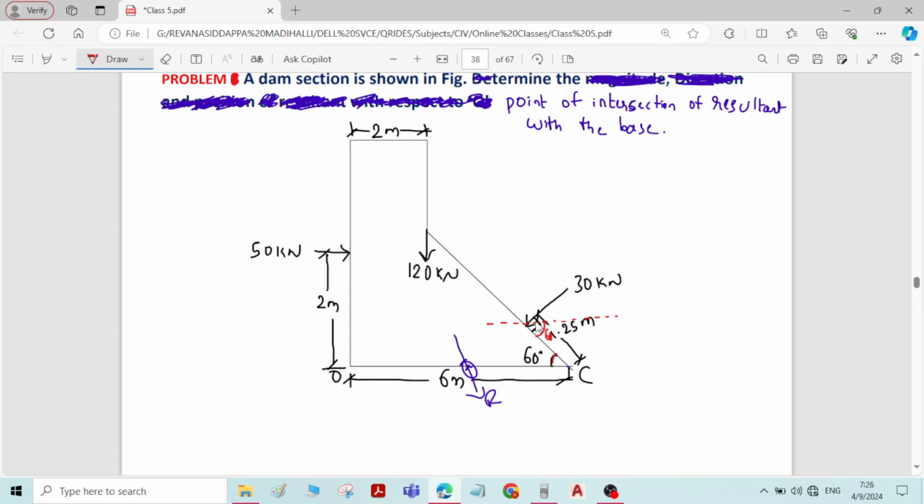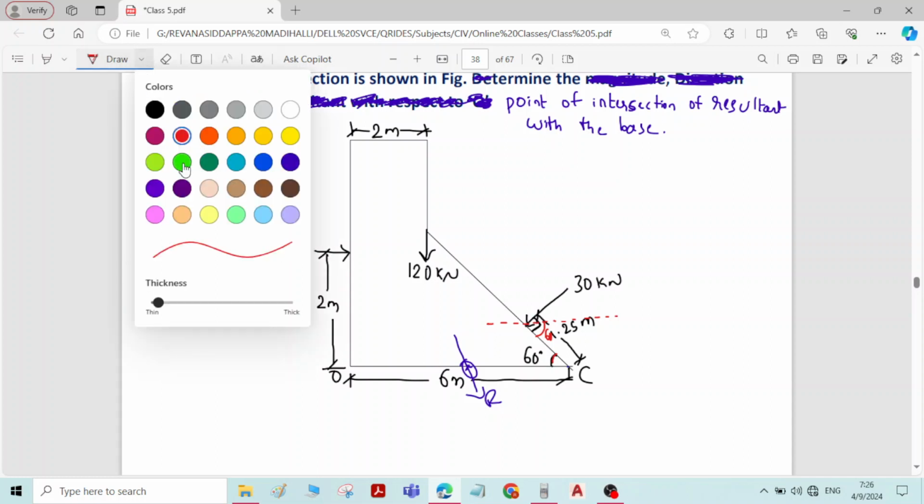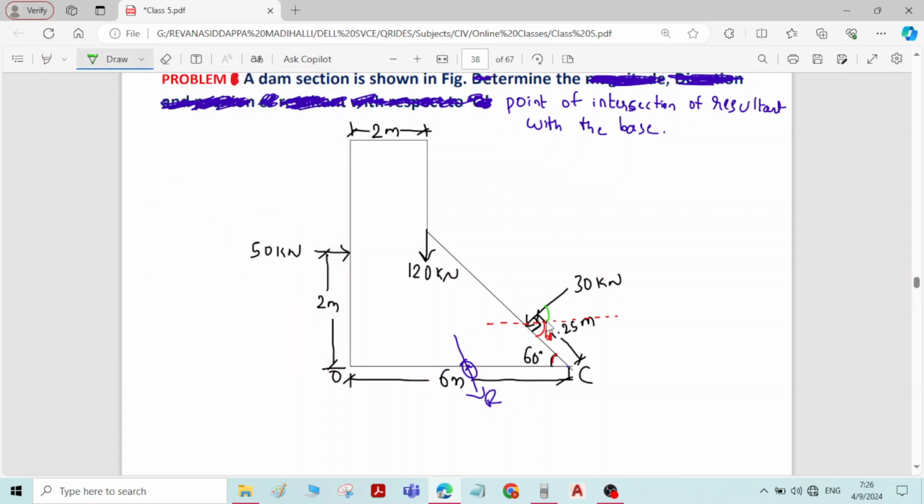At an angle of 90 degrees with the inclined plane of the dam, meaning the 30 kilonewton force is perpendicular to the inclined plane of the dam. So the remaining angle here is how much? 90 minus 60, so you will get 30 degrees. Therefore the horizontal component will be 30 cos 30, and the vertical component will be 30 sin 30.